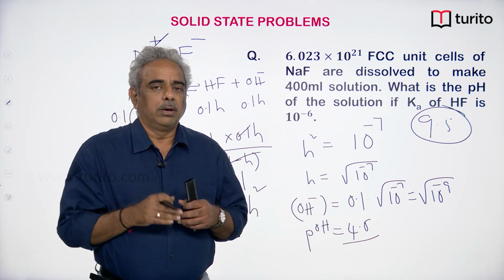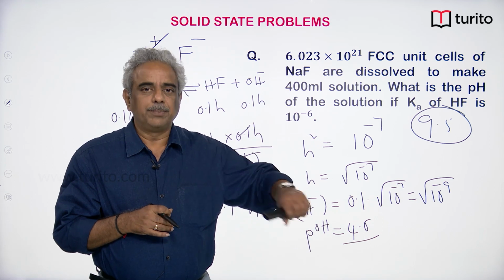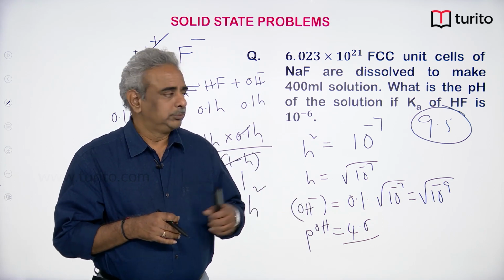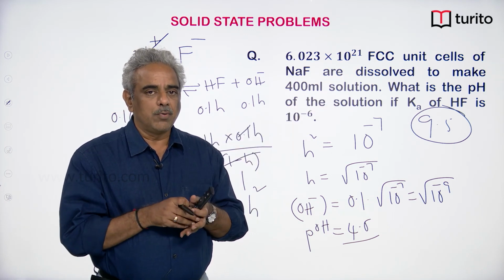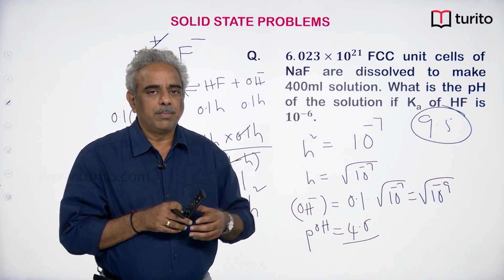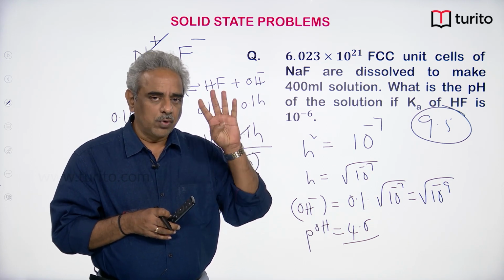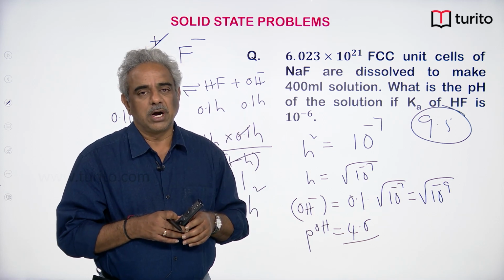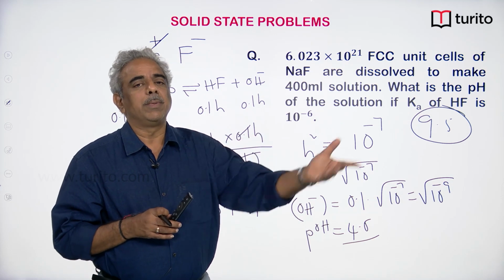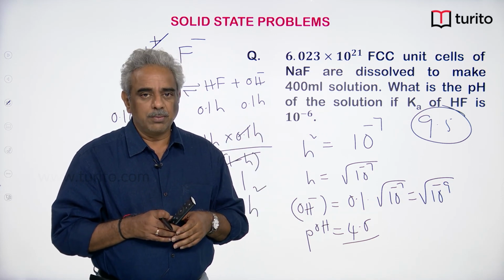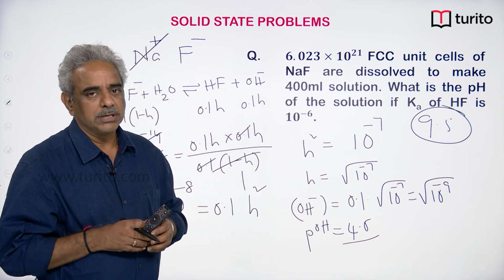A beautiful question connecting the number of formula units per unit cell and the pH calculation. So, there are so many things involved. Simply, number of moles of unit cells is not the number of moles of the salt, because one unit cell is 4 formula units of the salt. So, you have got 10 power minus 2 moles of unit cells, 10 power minus 2 into 4 is the moles of formula units, divided by volume will give the actual concentration of fluoride ions.